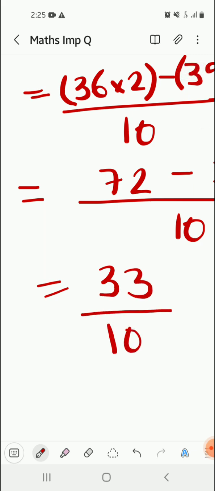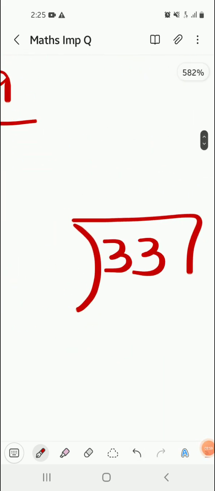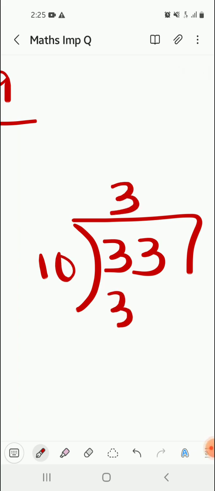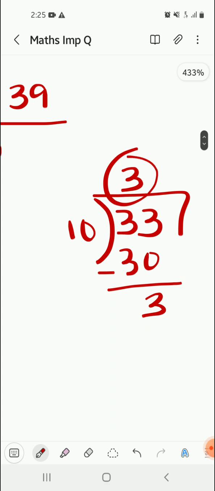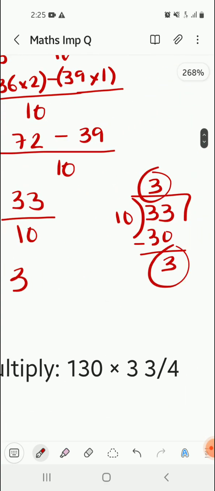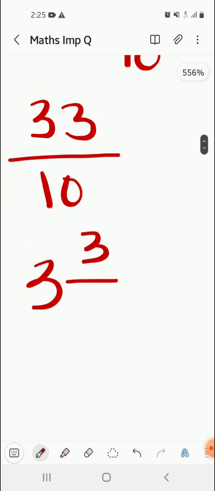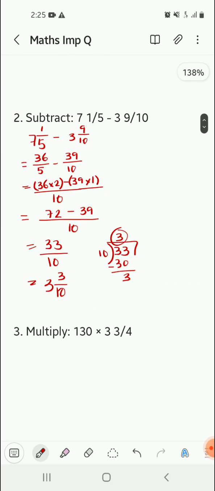Now, this again is an improper fraction, so convert it into a mixed fraction. This is simple: 33 by 10, so it is 10 into 33. So this becomes my whole number, that is 3, and the remainder becomes my numerator, that is 3, and the divisor becomes my denominator, that is 10. So the answer is 3 3 by 10.